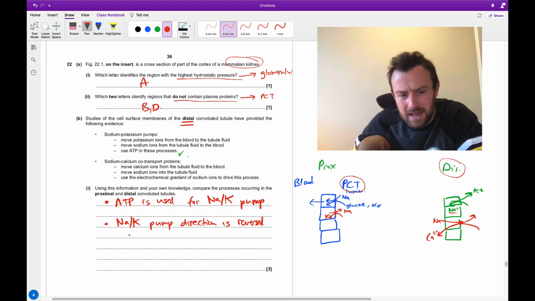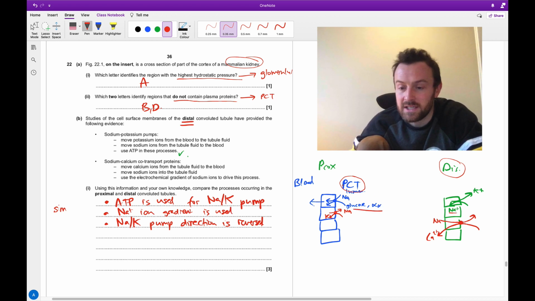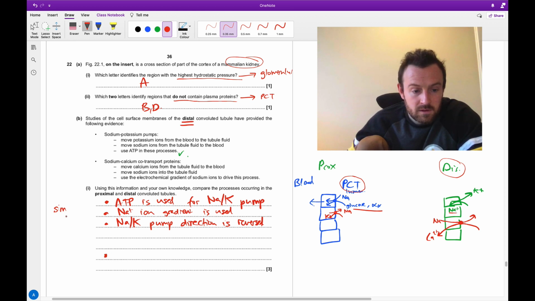And then another similarity, I suppose, is that sodium ion gradients are used. So in the proximal convoluted tubule, the sodium ion gradient is used to reabsorb glucose and amino acids, but in the distal convoluted tubule, the sodium ion gradient is used to reabsorb calcium. So that's a difference. So these are the similarities up here, and there are differences down here.